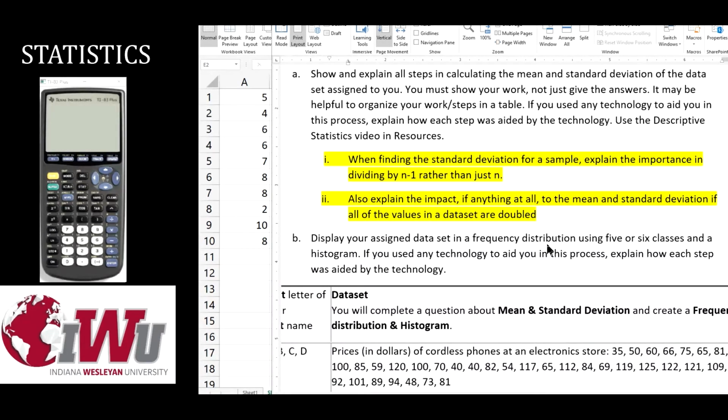Now the next one is much more straightforward. Explain the impact, if anything at all, on the mean and standard deviation if all the values in the data set are doubled. I'm going to just go through the steps and double something for you, but I want you to explain what happens there.